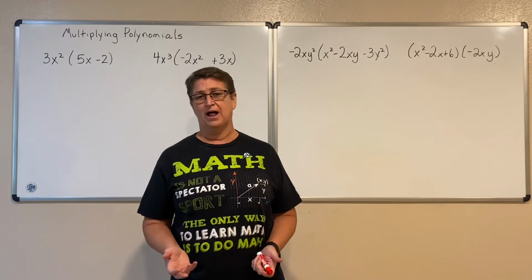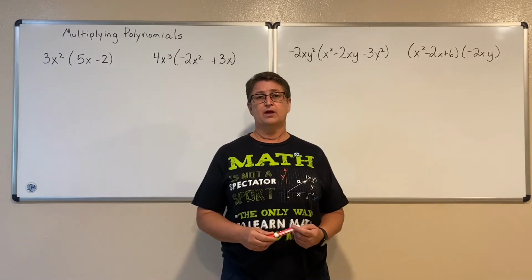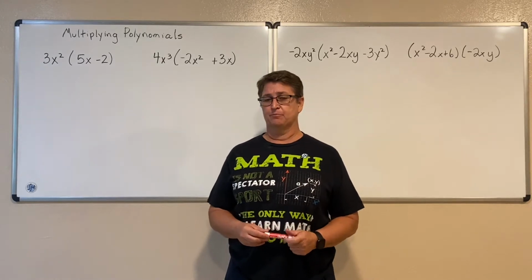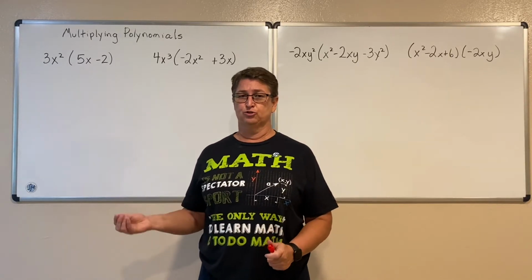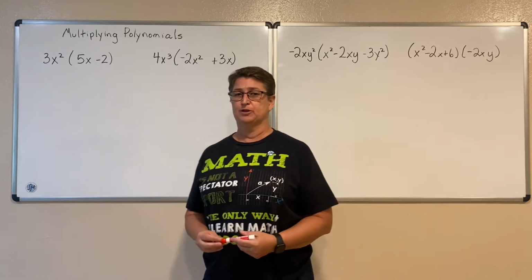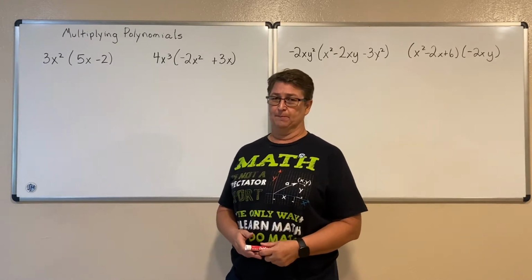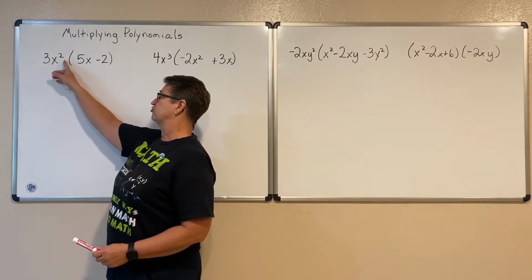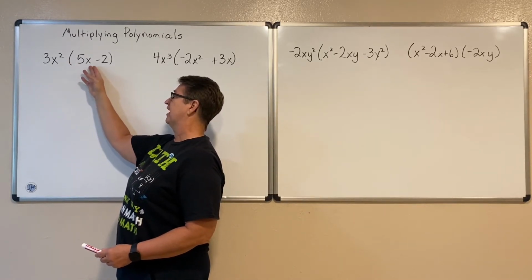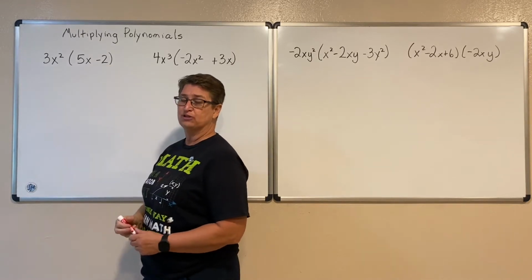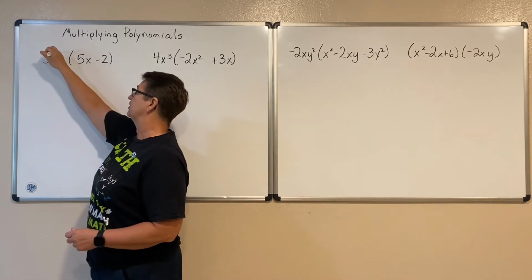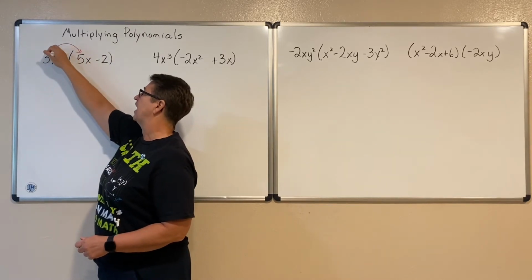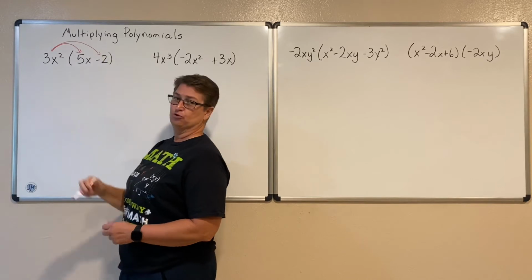Let's multiply some polynomials. Now, we've looked before at the distributive property, and really that's all we're going to do here, is use that distributive property to help us to multiply. We know that we can multiply this 3x squared by this quantity of 5x minus 2 by using that distributive property. We can distribute the 3x squared to the 5x and the 3x squared to the 2.